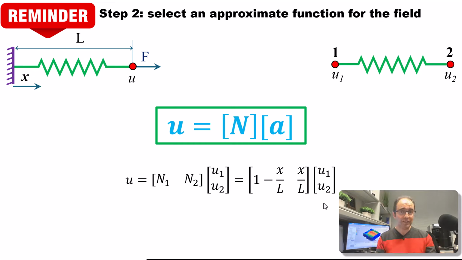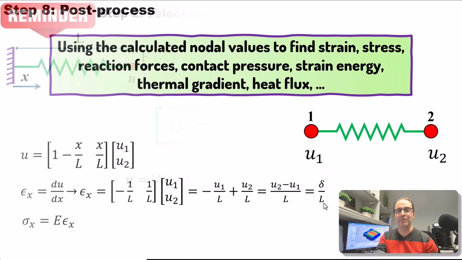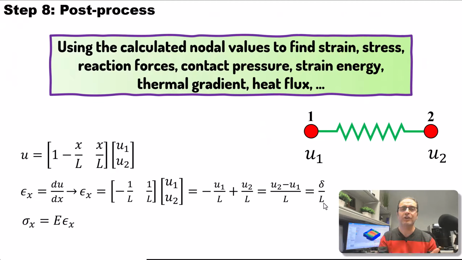I'm going to show you one example, but you can use almost the same concept to find some other outputs. As I told you before, we actually have 2 good friends. One is U equal to NA, the other one is F equal to KA. Let's just use one of our best friends to calculate the strain on an element. To find the strain, we're just going to use U equal to NA, and N is 1 minus x over L and x over L. We know from the theory of elasticity that epsilon x is du over dx.